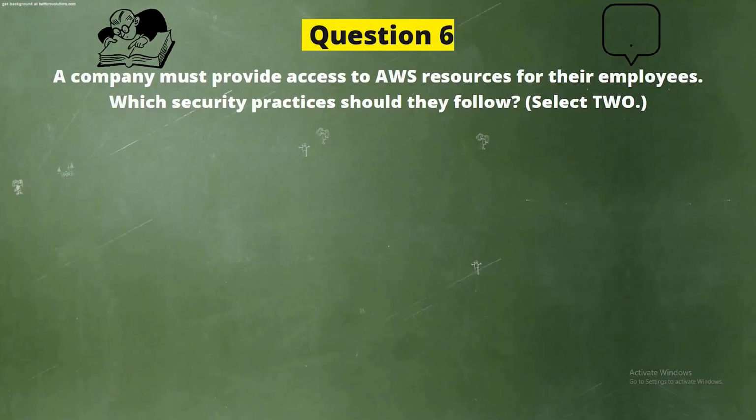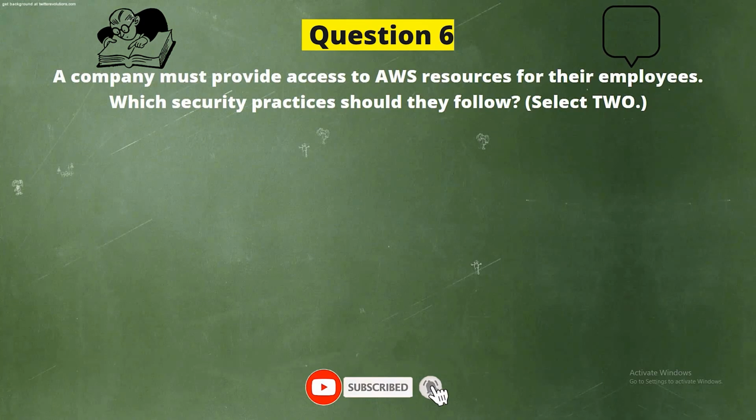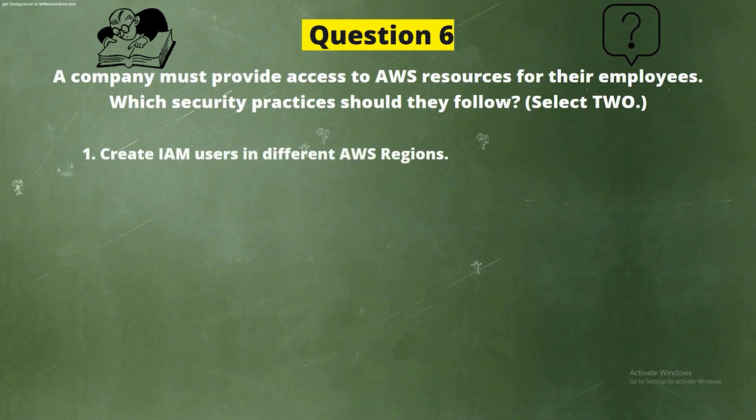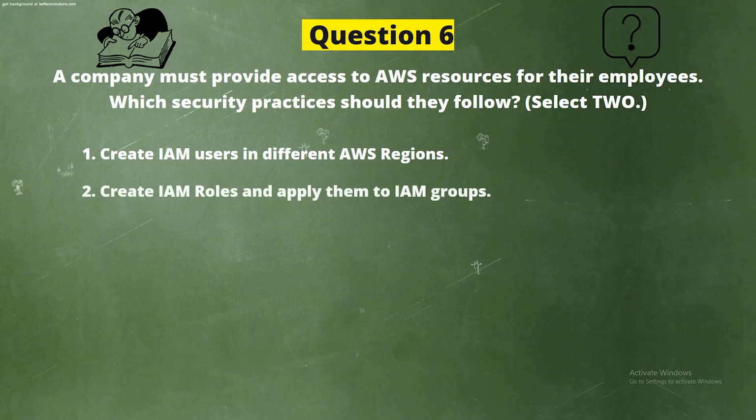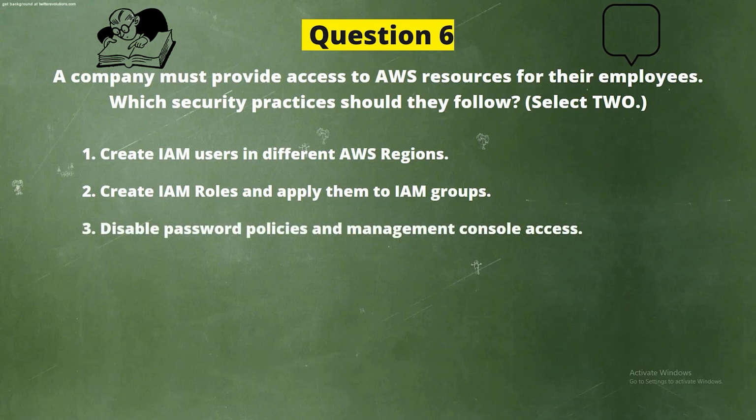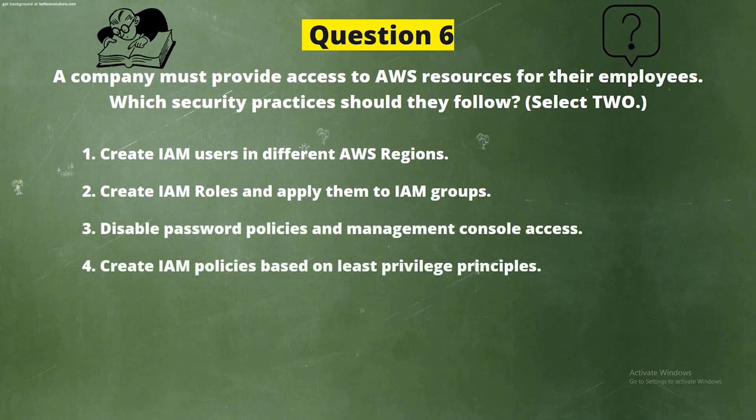Next question. A company must provide access to AWS resources for their employees. Which security practices should they follow? Select 2. And the options are: Option 1, create IAM users in different AWS regions. Option 2, create IAM roles and apply them to IAM groups. Option 3, disable password policies and management console access. Option 4, create IAM policies based on least privilege principles. Option 5, enable multi-factor authentication for users.